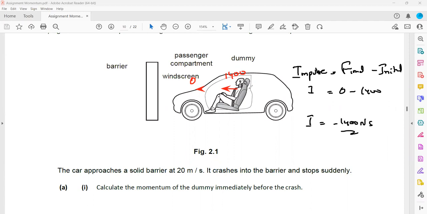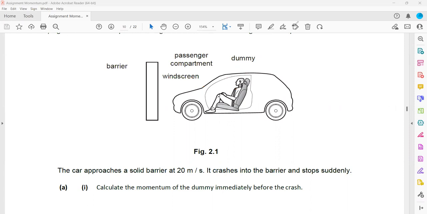Why do we have a negative impulse here? It shows that the direction in which we should apply the force should be opposite to the direction of the motion so that this dummy will stop. So you may have an impulse positive or negative. It does not make a difference. It just gives an idea about the direction of the change.